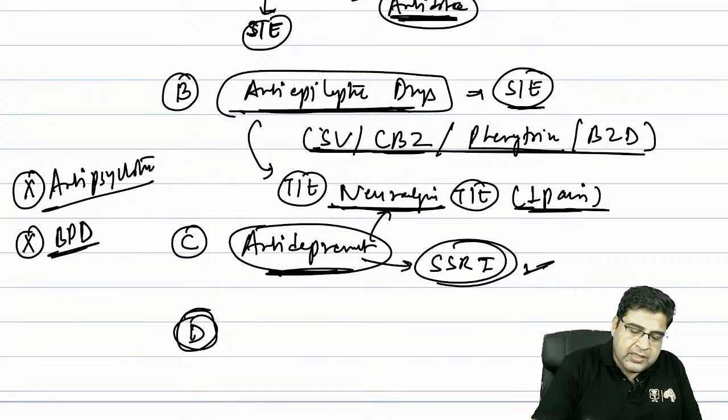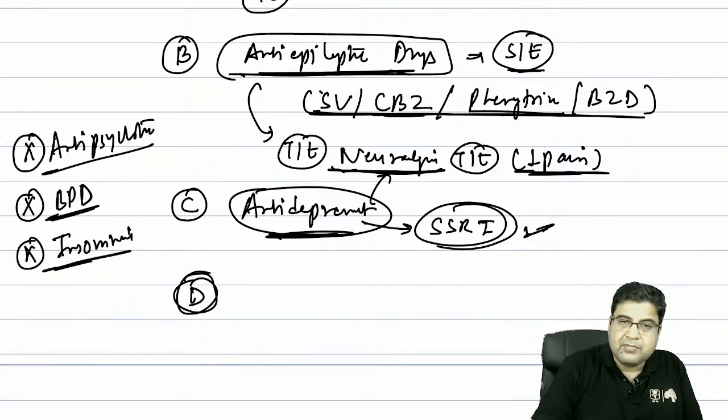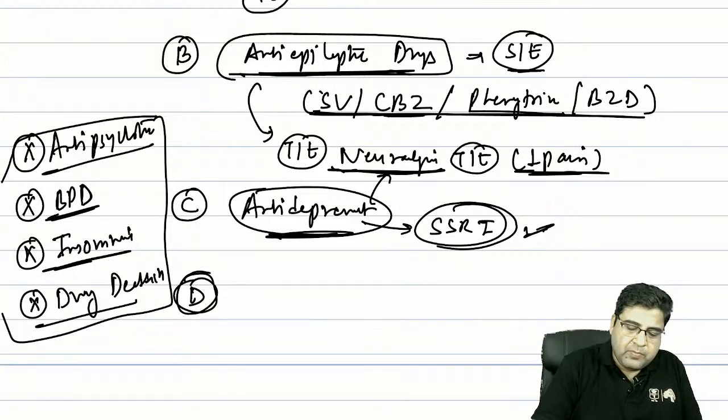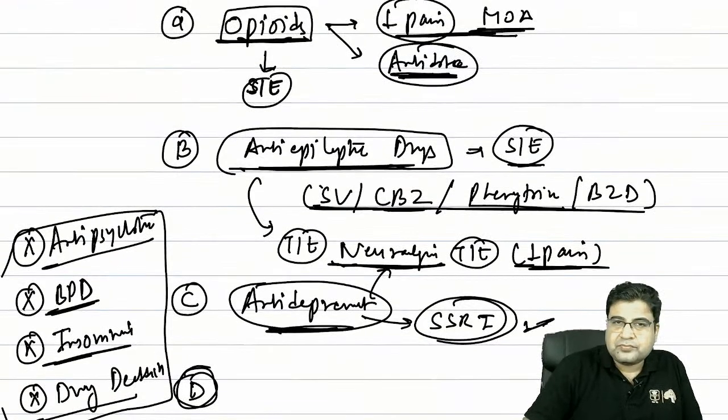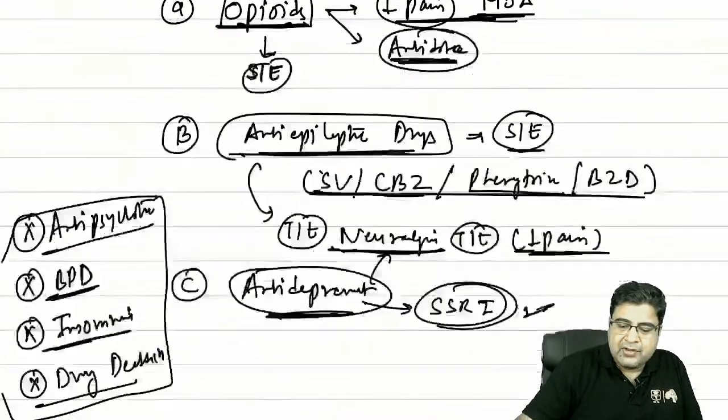Even bipolar disorder, they have not asked in the exam, right? And even insomnia, the treatment of insomnia, they have not asked in your exam, right? Even drug de-addiction, the medicines that we use for drug de-addiction, these topics you have to ignore, right? So this is all about the list of important topics in the central nervous system.